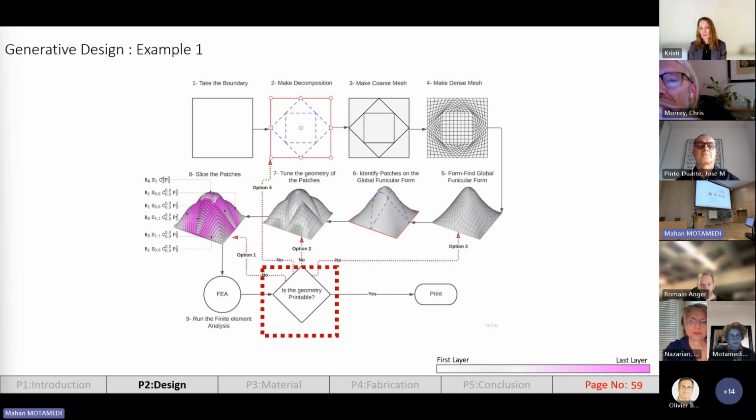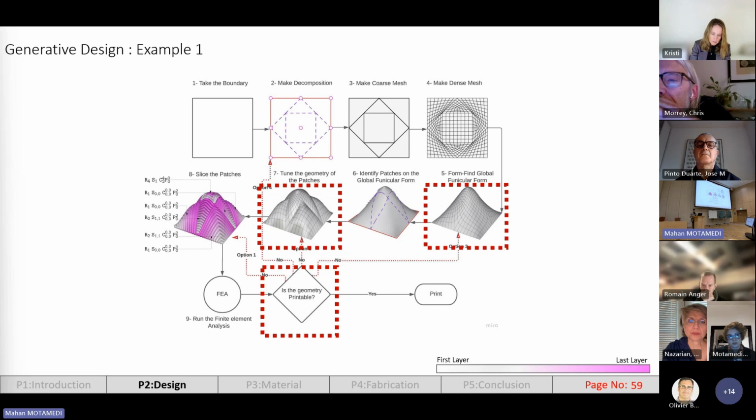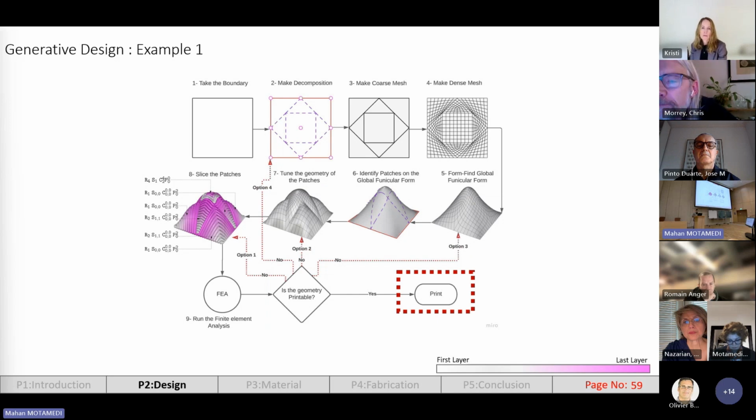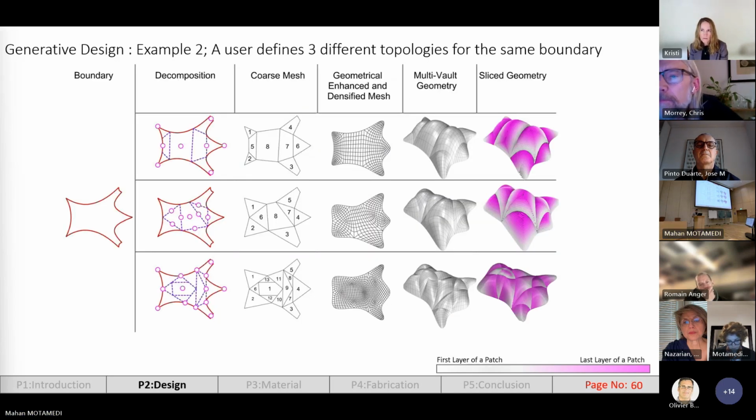If the analysis is not satisfied for printability, we have three options to modify the geometry. The first one is a minor change, which comes back to the geometry tuning and geometry optimization. The second one is a moderate change, which comes back to the global form finding. And the radical change would be changing the topology of the structure. Then, if the constraints are satisfied, we can print.